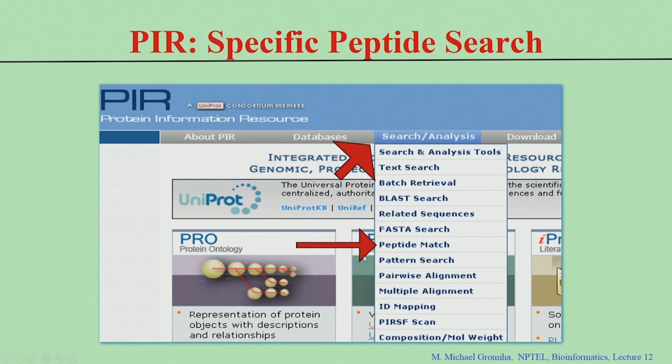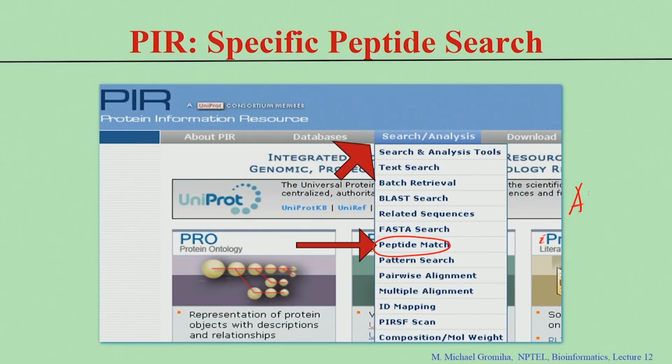So, now this PIR we can also use to get the peptide match. In the pattern and peptide search, what is the difference? Peptide will be specific. Peptide means exact match. For example, some peptides tend to aggregate. So, even if you make a small change, one residue change, the character will change. In this case, you require the exact match.